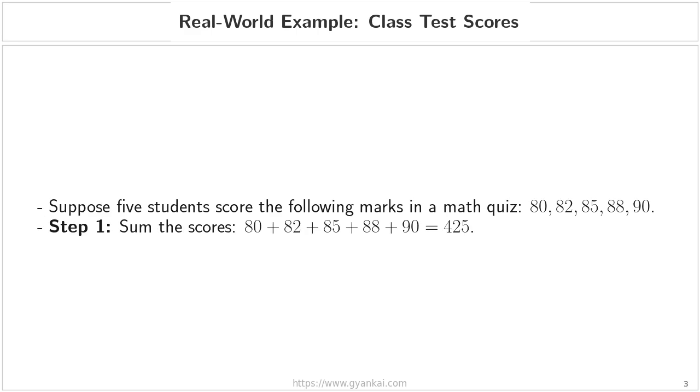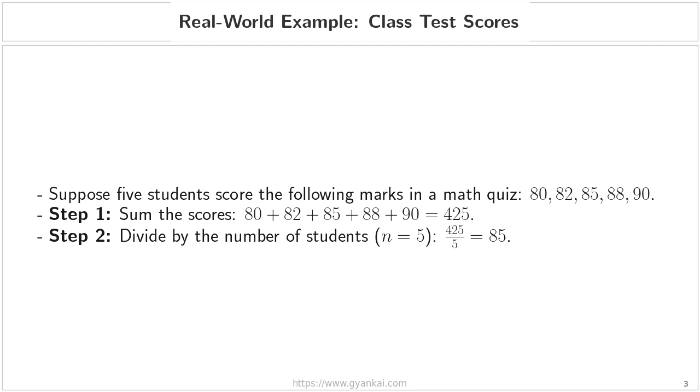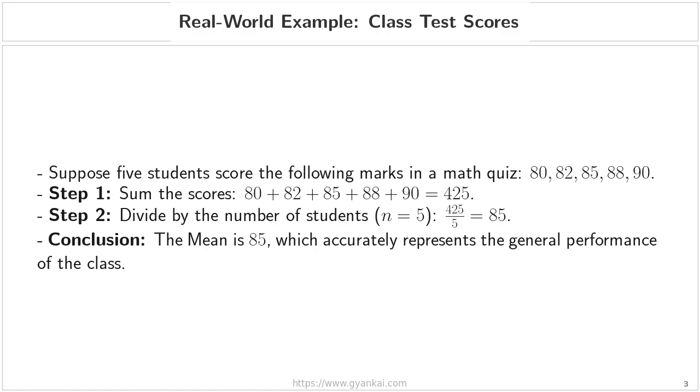To find the mean, we follow a simple 2-step process. First, we sum all the scores together. When we add 80, 82, 85, 88, and 90, we get a total of 425. Next, we take that sum and divide it by the total number of students, which in this case, n equals 5. So 425 divided by 5 gives us 85. Looking at our result, we can conclude that the mean is 85. This number is a very fair and accurate representation of how the class performed as a whole, because the scores are all relatively close to one another.